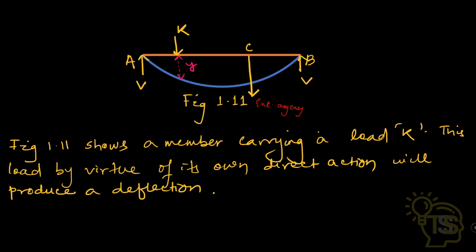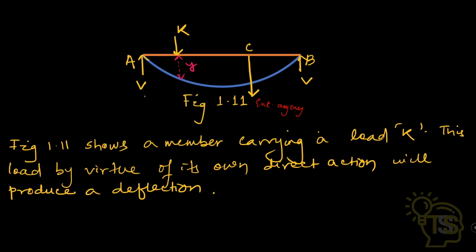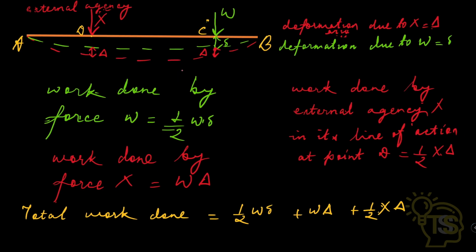So here the work done by the load K due to the above deformation is equal to KY, because Y occurs due to the external agency load, and this deflection Y takes place at the line of action of K. That's why the work done by K here is K into Y. Let's understand these principles by example.